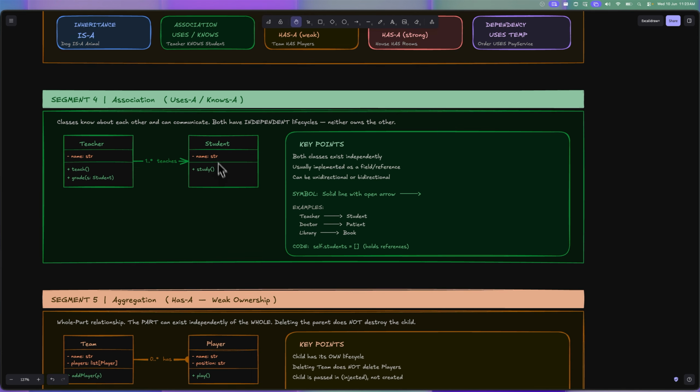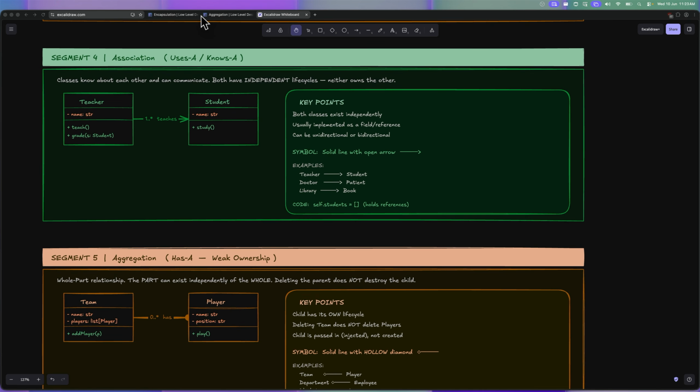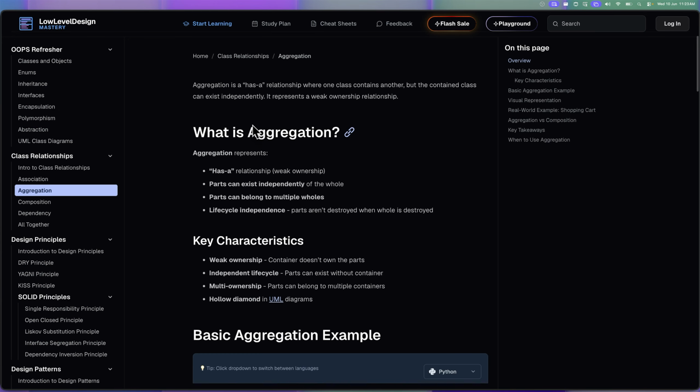Now moving on to aggregation. Let's go back to the definition. It says aggregation is a has-a relationship where one class contains the other. This is very important: one class contains the other. Let's see an example.